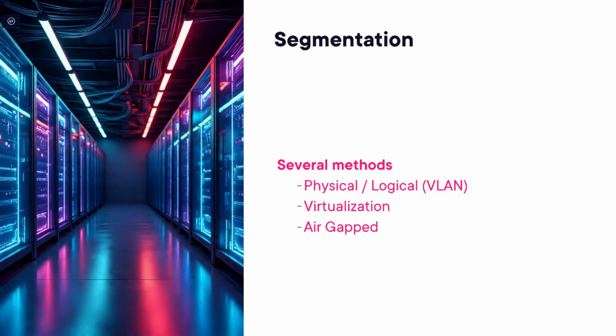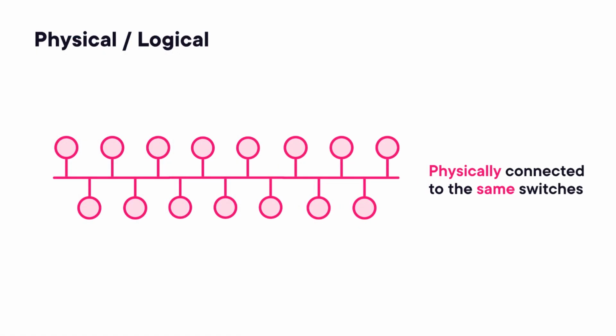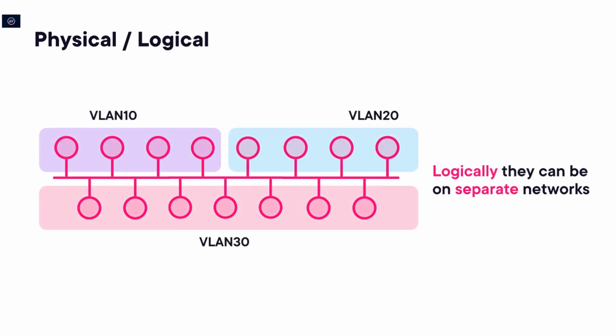So if we talk about physical and logical, we see here that we have a physical network, and we have a number of hosts denoted by the circles here. So we have hosts that are connected to a network. As you can see here, they are physically connected and they are all connected to the same switch. However, you can also logically separate these hosts. Even though they are physically all connected together, we can create logical separate networks.